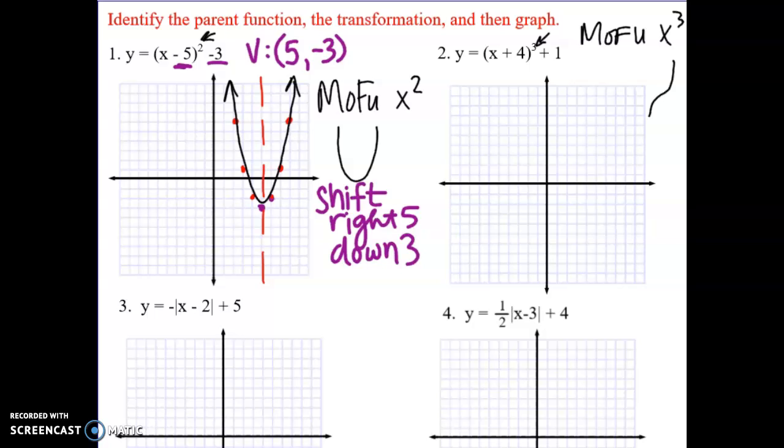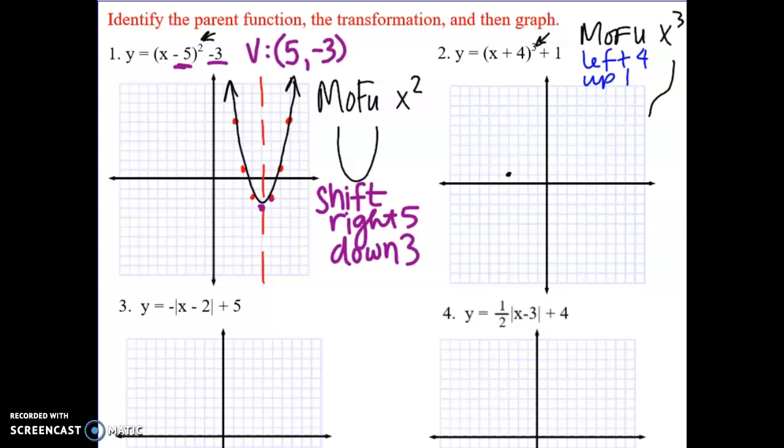Okay, now, in general, on the mother, it would start at 0, 0. However, this one is shifting. So how's it going to shift? Well, I think it's going to shift left 4, up 1. So instead of this point here, I'm going to go left 4, 1, 2, 3, 4, and up 1. There is my new point. So I'm going to make a little note up here. I shifted left 4 and up 1.